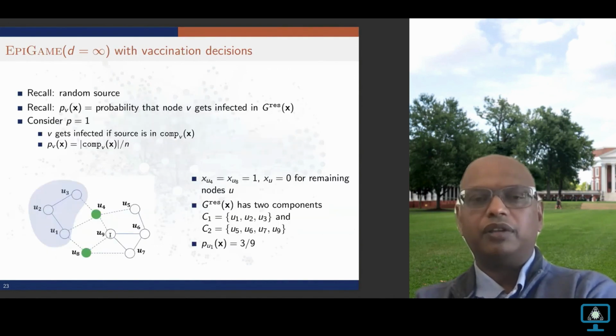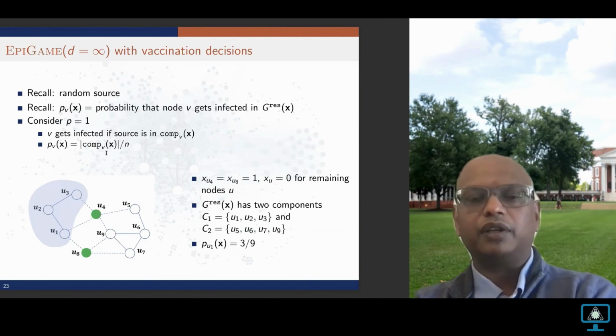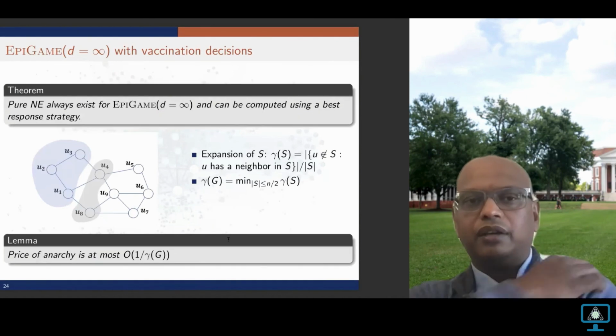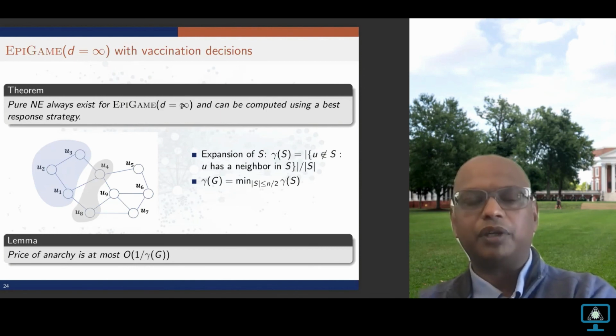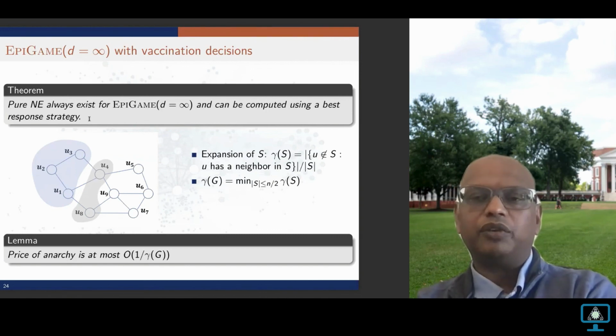What happens when D equals infinity? So again, here I'll just talk about the p equals 1 case. So the probability a node gets infected is the size of the component over n. So in this example, if U4 and U8 are vaccinated, the probability for U1 is going to be the size of this component, 3, over 9, the number of nodes. Again, in the D unbounded case, the D which is relevant is the diameter of the graph. And when p equals 1, sorry, I forgot to mention that. Again, one can show that pure Nash always exists, and it can be computed using a best response strategy.